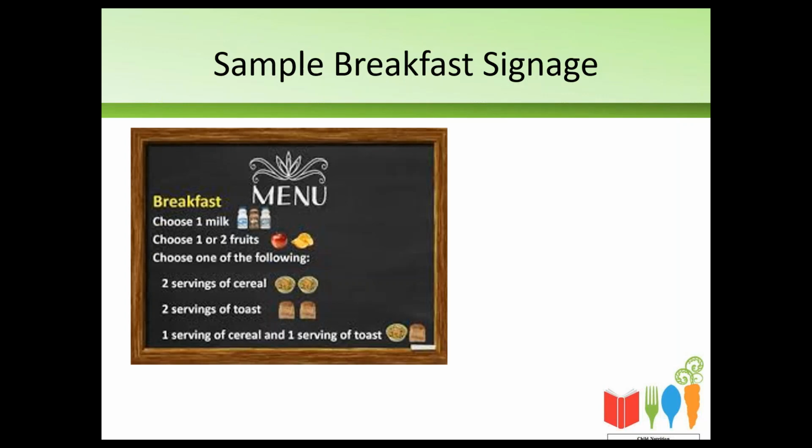Here is an example of menu signage that clearly shows what a student is allowed to take to build a reimbursable meal. It reads, choose one type of milk, choose one or two fruits, choose one of the following: 2 servings of cereal, 2 servings of toast, or 1 serving of cereal and 1 serving of toast. This is a 4-item offering.